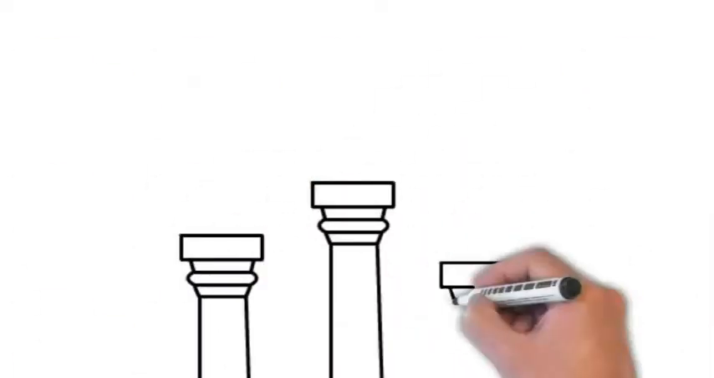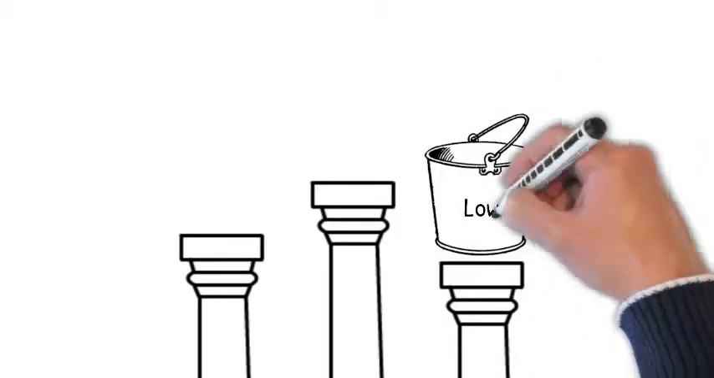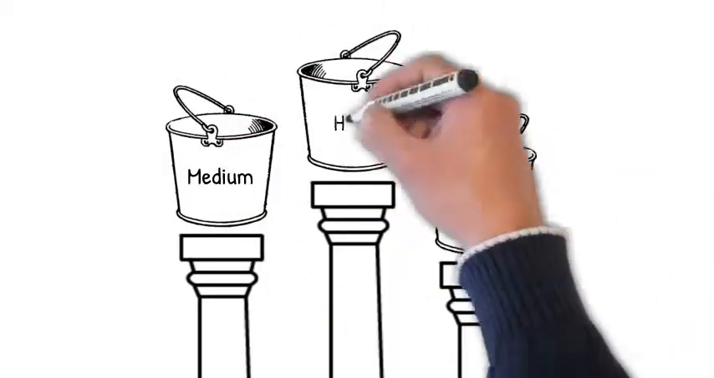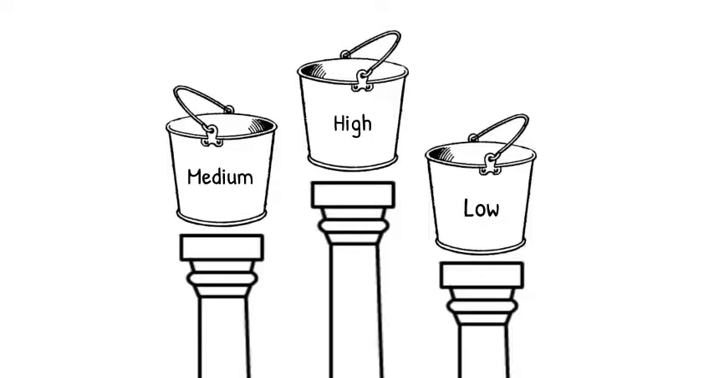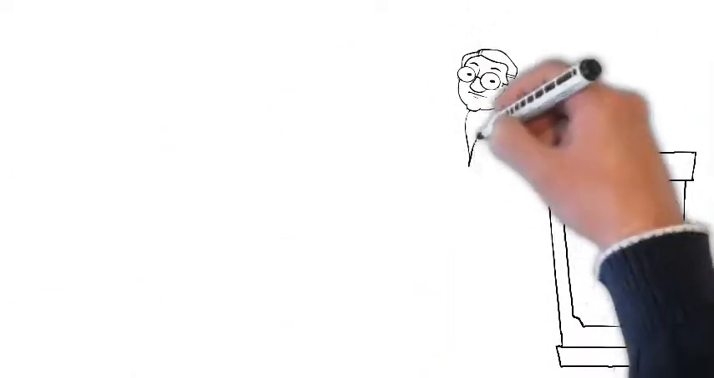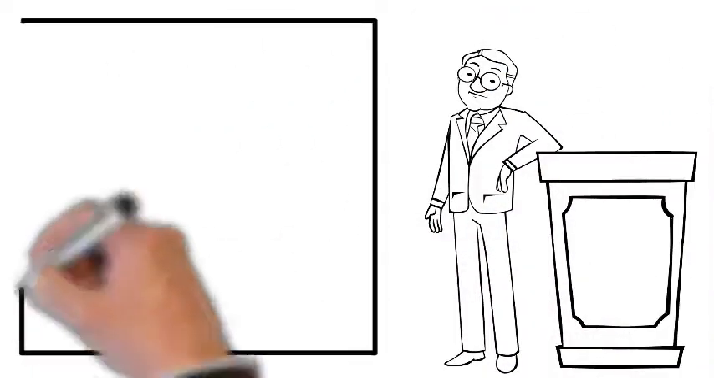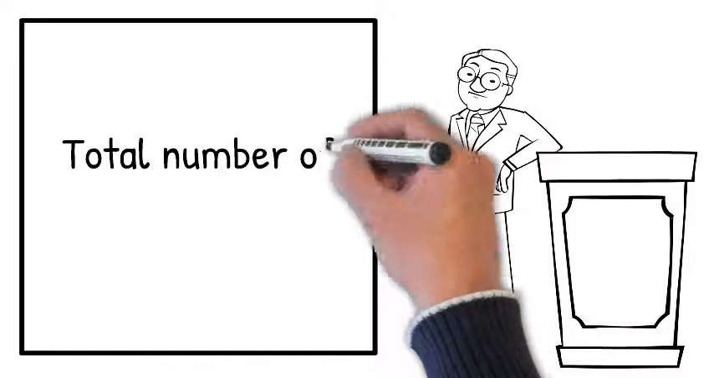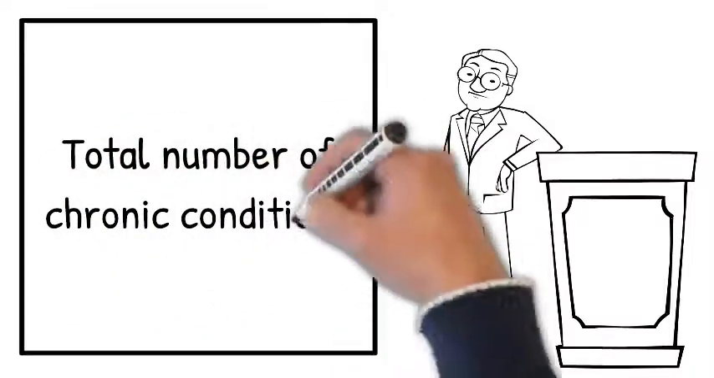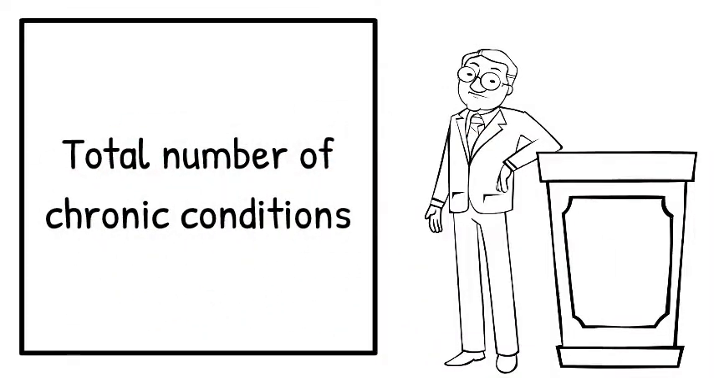Stratification is the process of placing a patient into a particular category based on the severity of their conditions and the priority of their healthcare needs. This identification can be determined in several different ways, but a common practice is simply to count the number of chronic conditions a patient's been diagnosed with and assign a level based on that number.